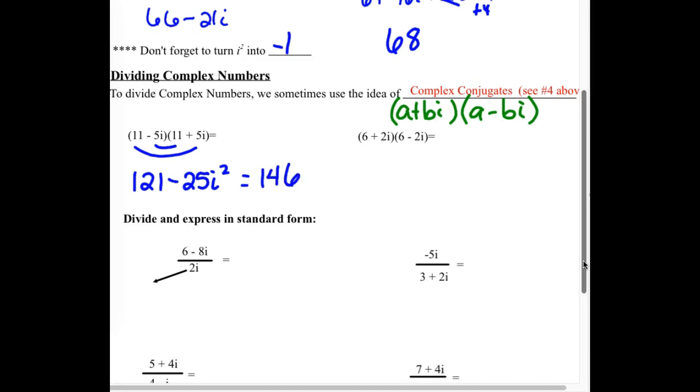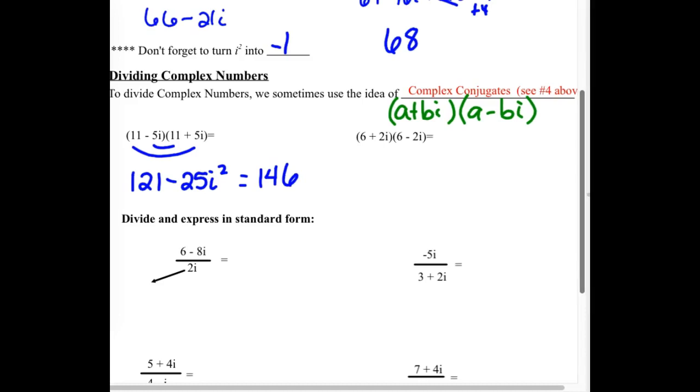All right, how about the next one? First times first gets us, okay, 36. Insides, outsides cancel. We end up with the last term of negative 4i squared, which turns into 4. 4 plus 36 is 40. Okay?